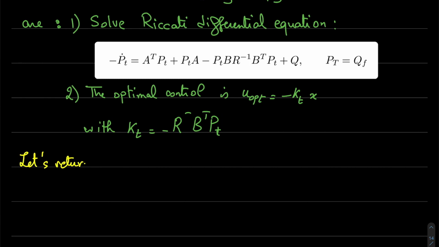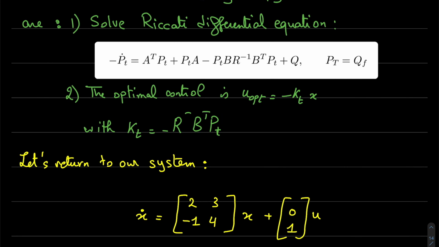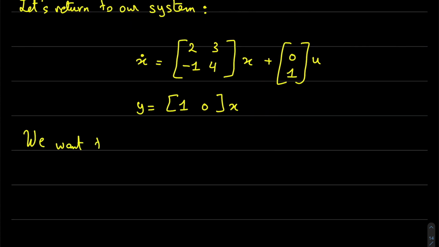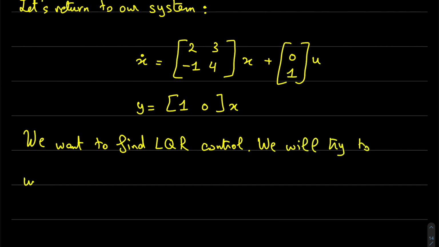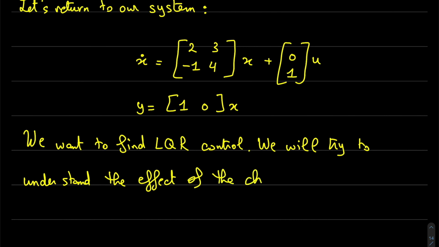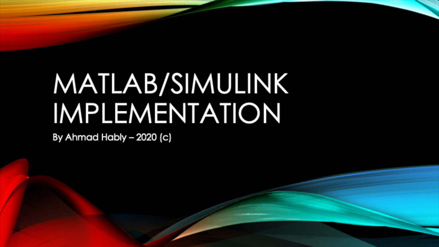Let us return to our system. Here is the usual system that we are using in this series of videos, and our objective now is to find an LQR controller. We will also try to understand the effect of the choice of the matrices Q and R. So we will go to the Matlab Simulink implementation.